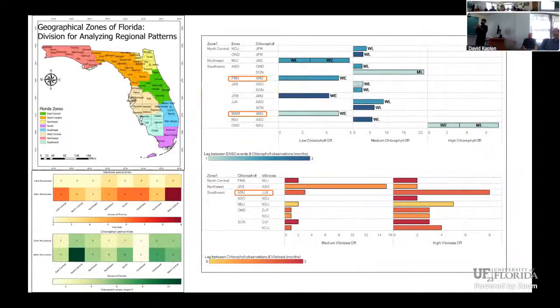The top left graph shows the geographical zones of Florida. This was what I was talking about. The purple one was the south region, and the western one was the Tampa and Sarasota region. So these are the two regions, and let's focus first on this blue graph. The blue graph shows the relation between the ENSO and the chlorophyll. The orange one shows the relation between chlorophyll and Vibrio. So chlorophyll acts as a kind of a bridge between them.